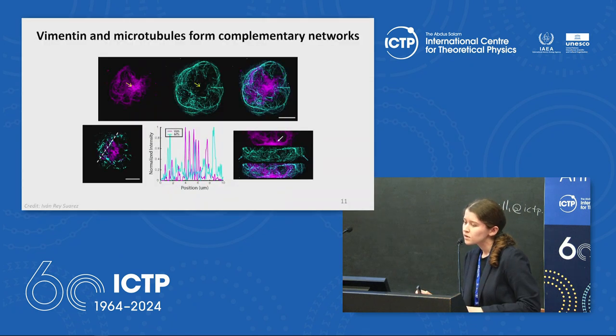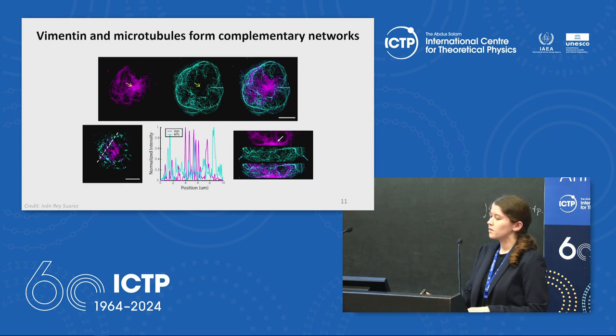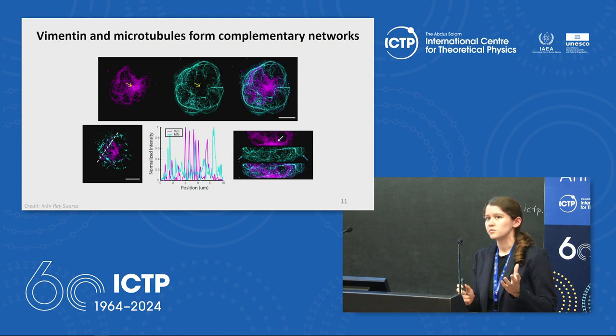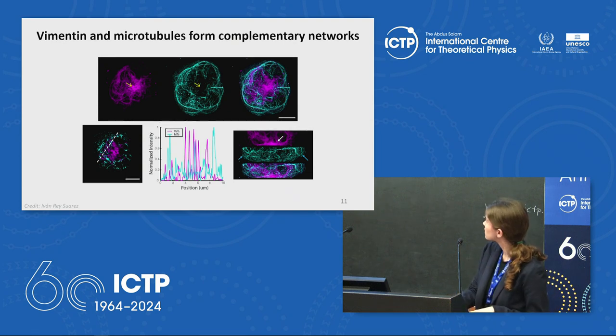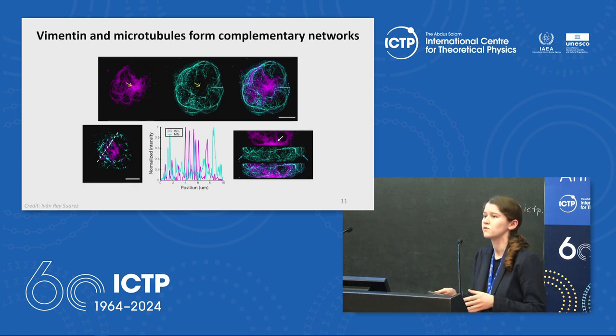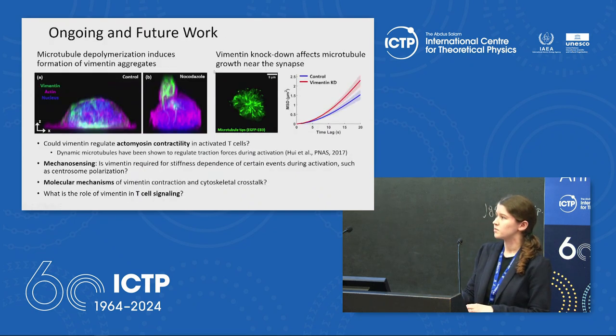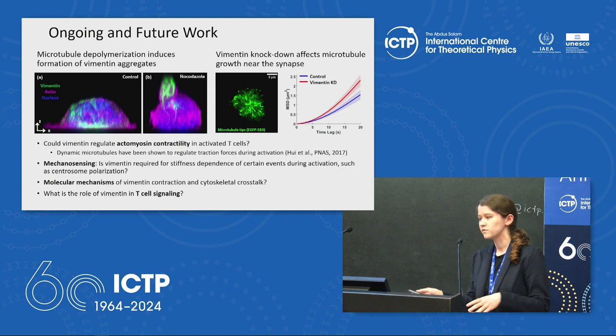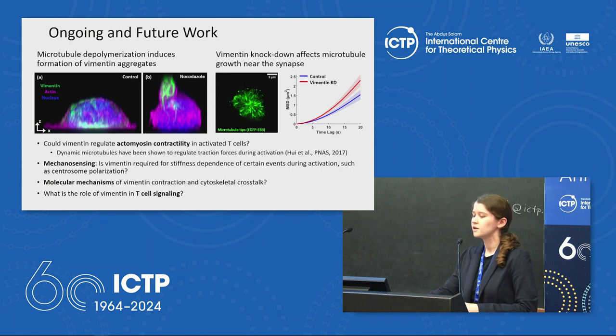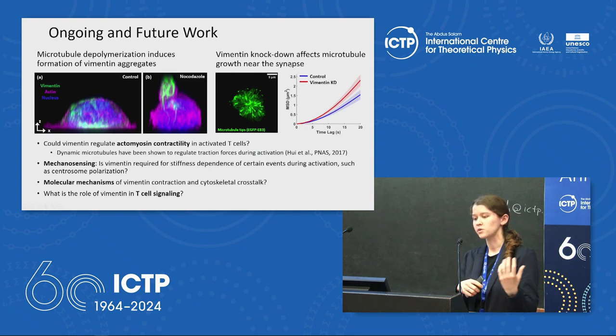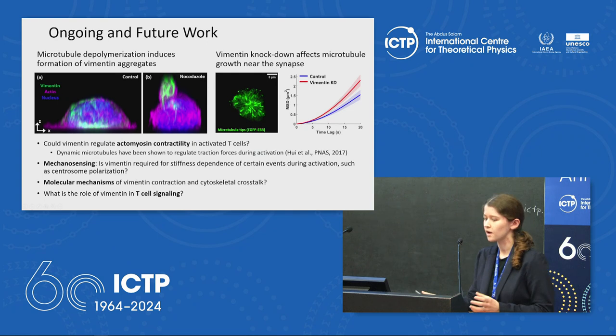So, moving from time, we also have investigated the structure of these networks relative to each other. It appears that vimentin and microtubules tend to form complementary networks, with vimentin towards the center of the immune synapse and microtubules more towards the outside. Here we're looking at vimentin in magenta and microtubules in blue. And just to give a sample of more work that we've done in general, we've also looked at relationships between the microtubule network as well as vimentin.